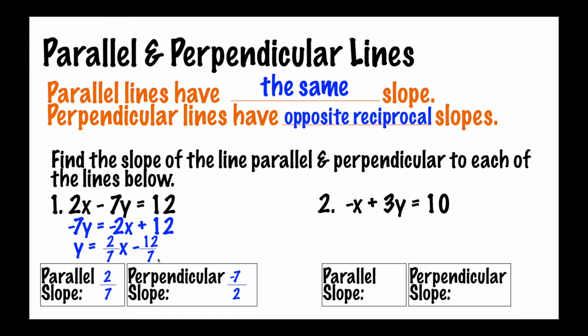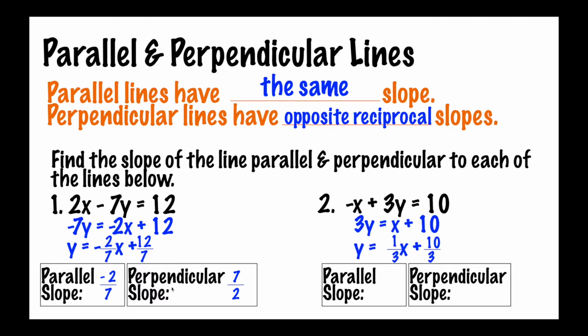7 over 2. For number 2, start this the same way. We solve for y. So if I add x to each side, I get 3y is equal to x plus 10. Then I divide everything through by 3, giving me y is equal to 1/3 x plus 10/3. Again, the 10/3 is irrelevant in this situation. What we're looking at is to find the parallel slope. We identify the original slope as 1/3. The parallel slope will be the same. Then the perpendicular slope is going to be the opposite sign, so this will be negative, and then we're going to flip 1/3 to give us 3 over 1, and a better way to write that is just 3. So the perpendicular slope there would be negative 3.